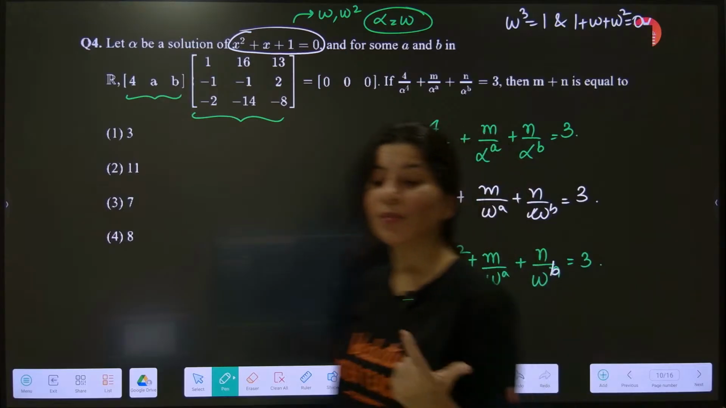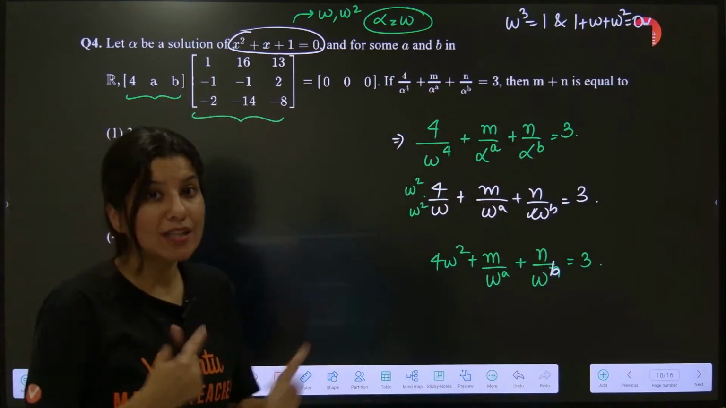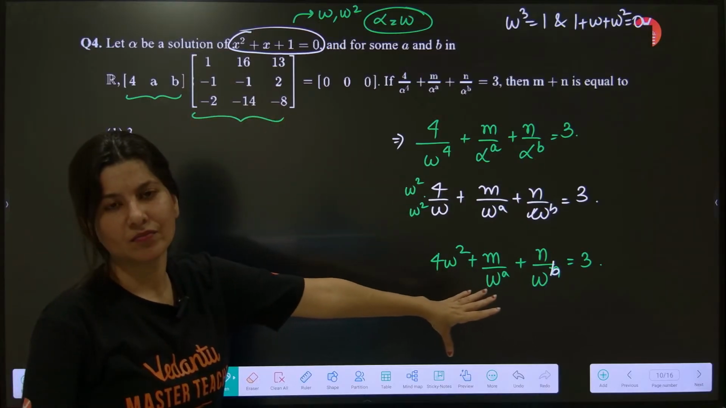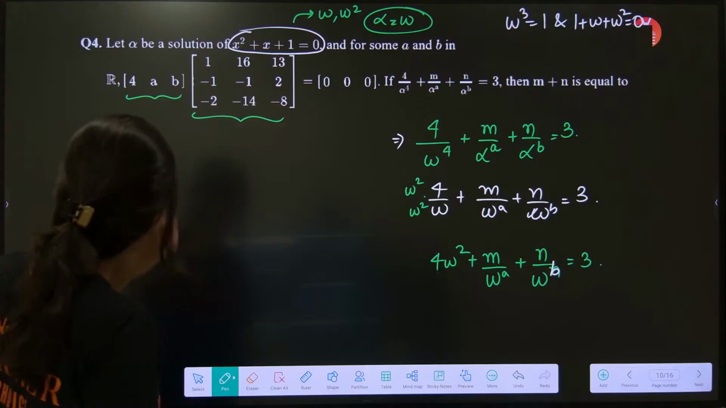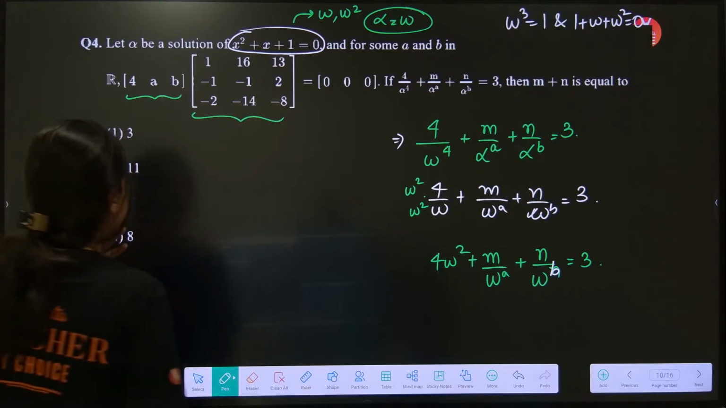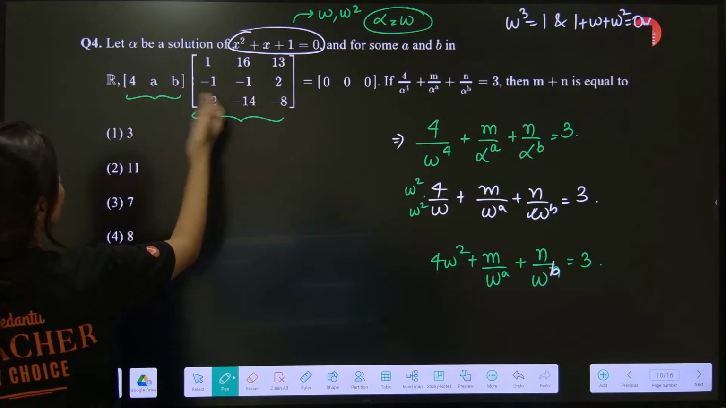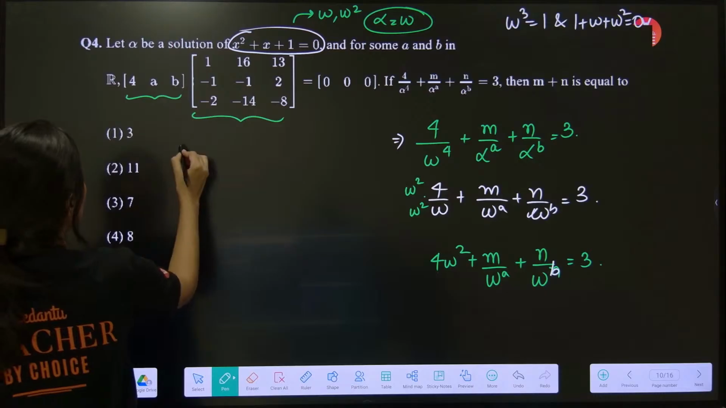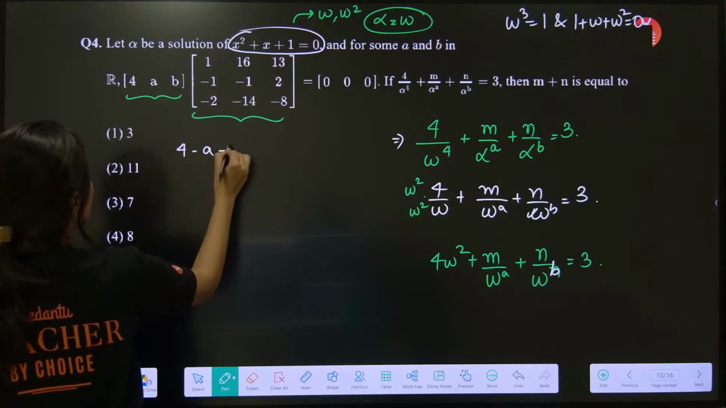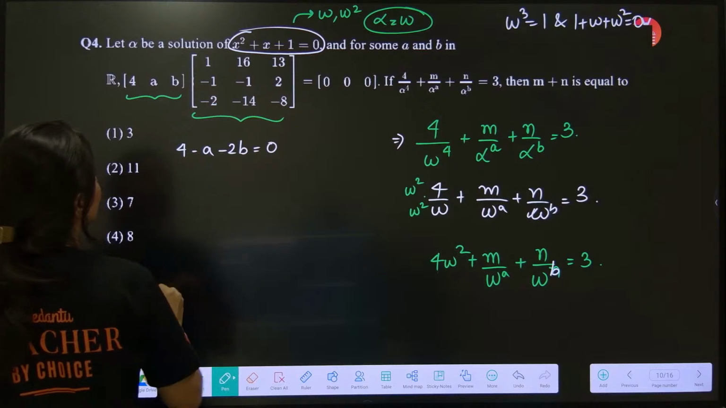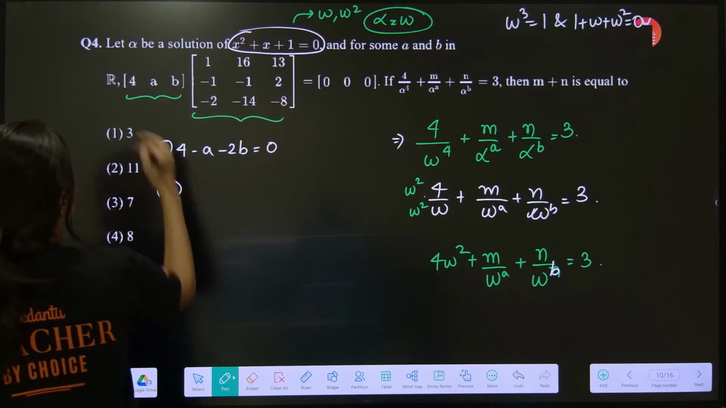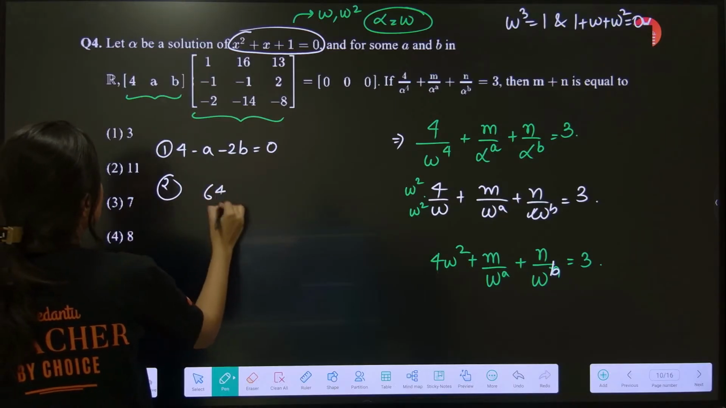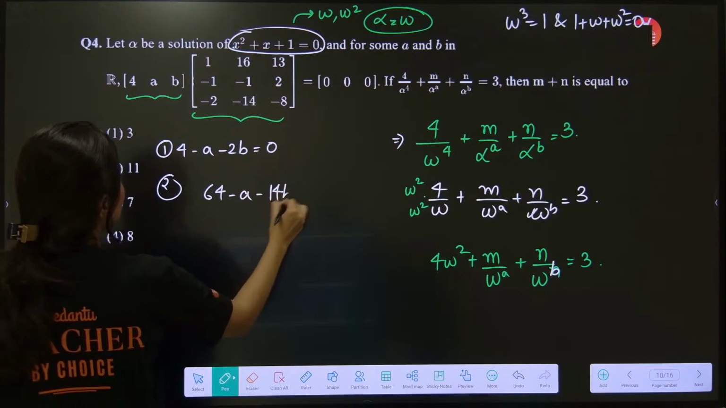Now, a and b. The whole question revolves around a and b. Once we get the value of a and b, we can solve this very easily. How to get a and b? All we have to do is just solve it. Let's do it. So this multiplied by this: 4 minus a minus 2b is 0. First equation. Second, this multiplied by this: 16 into 4, 64 minus a minus 14b is also 0.